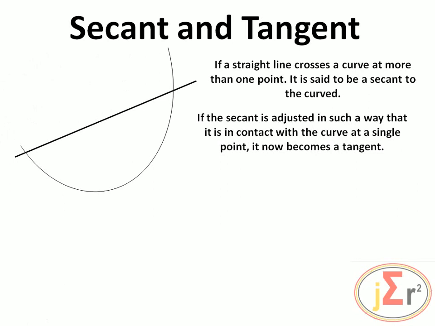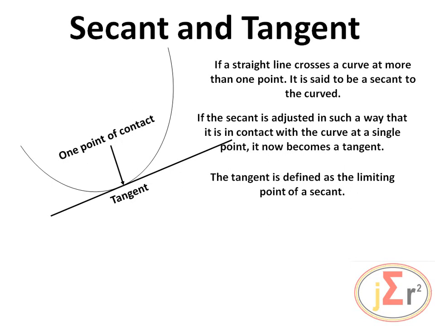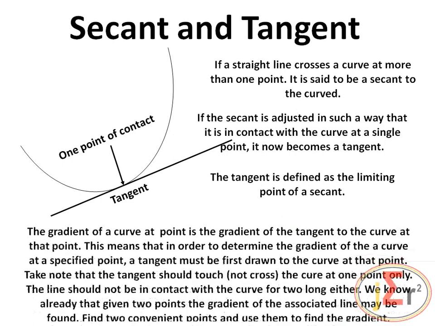So we're going to see the secant now is being adjusted so that it has only 1 point of contact. That single point of contact is called a point of tangency. So that line becomes a tangent. The tangent is defined as the limiting point of the secant. That means the secant can go no further. If it goes beyond becoming a tangent, it is no more in contact with the curve, and we know that it is no secant at all.